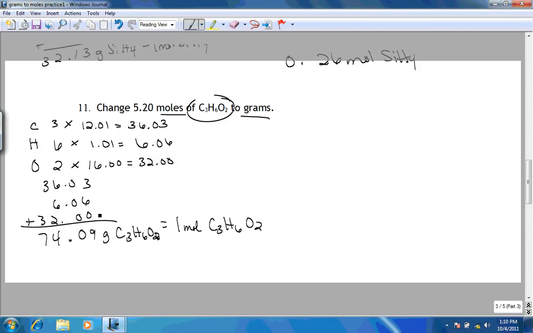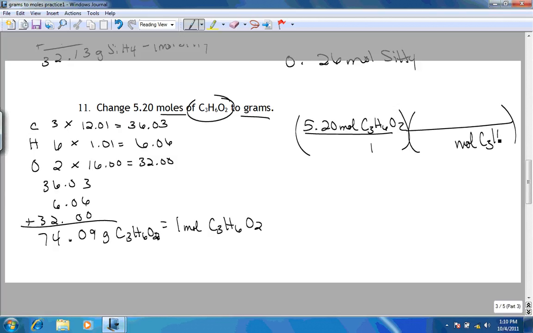Now that we have the conversion factor, we're going to take what we're trying to convert, the 5.20, we're going to put it over 1, and we're going to start the actual conversion itself. Because moles are on the top, we're going to put moles on the bottom of the next bracket. We look on the conversion factor, and we find the moles of C3H6O2. We notice that 1 is on the same side of the equal sign as the moles, so that means they go on the same side of the line. What it's equal to is the 74.09, and that's going to go on the top. It's going to go on the opposite side.